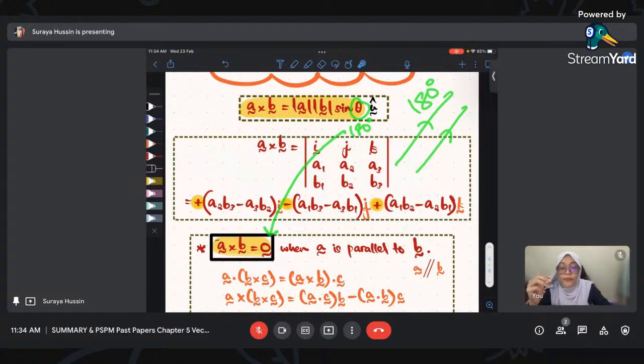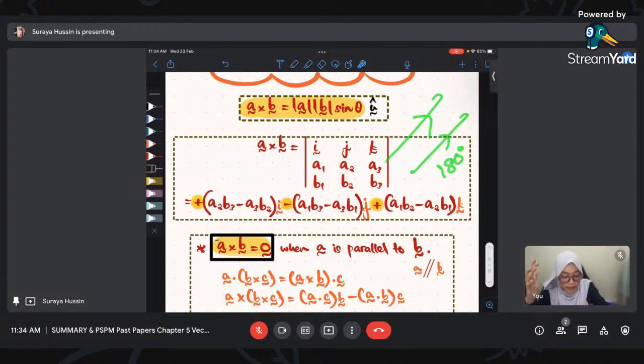0, jawapan dia kosong. And so because of its 180 degree memberi kita kefahaman bahawa dia adalah parallel. That vector A and vector B are parallel to each other. And so when it's parallel means the degree is 180 degree. Jadi sine 180 degree is 0 vector. It's true. It's correct, both of you. Thank you. Alright. Good thinking.